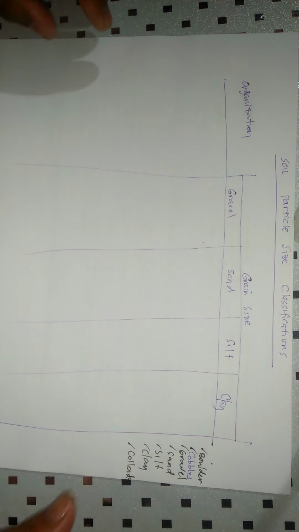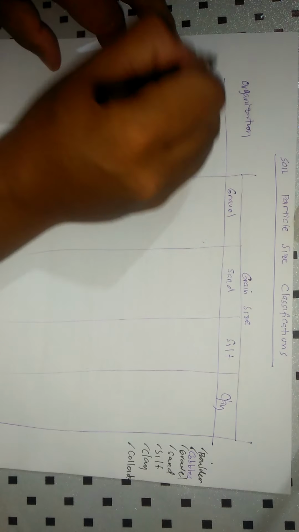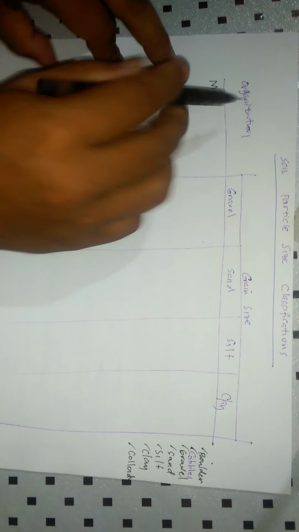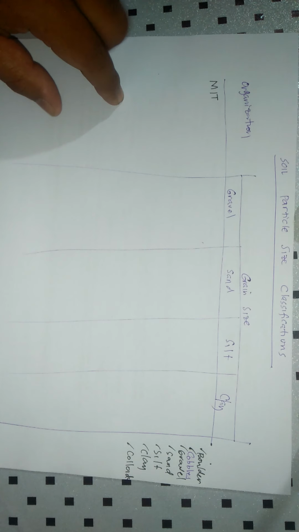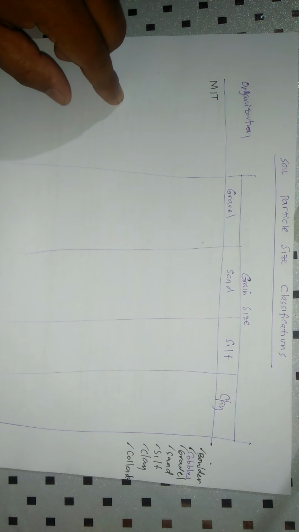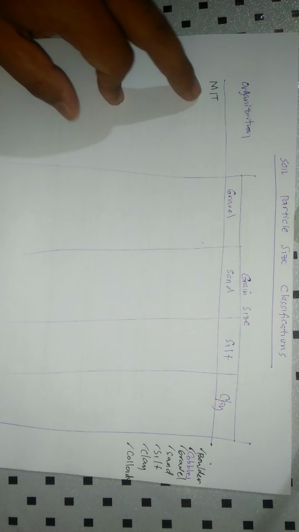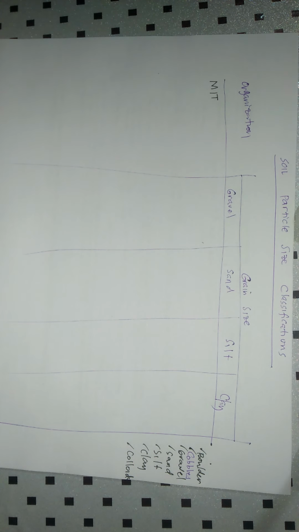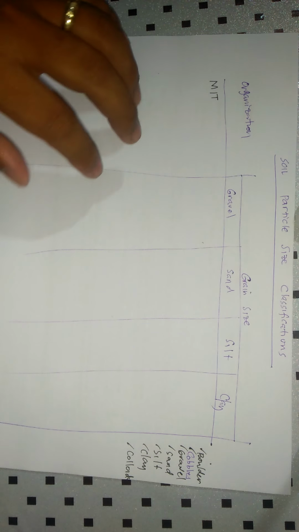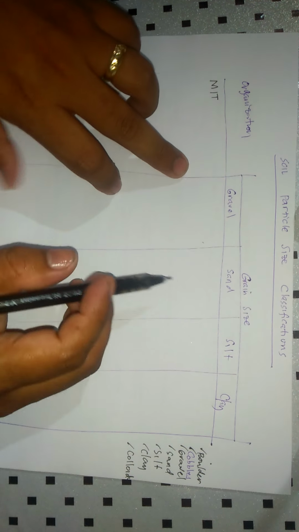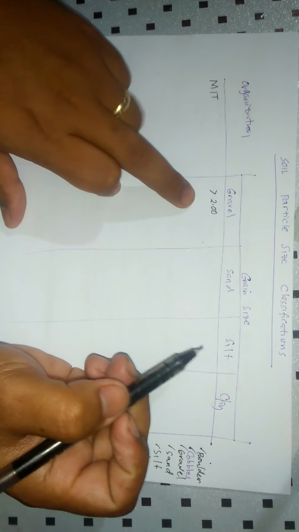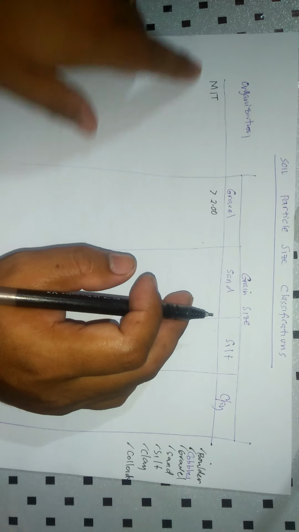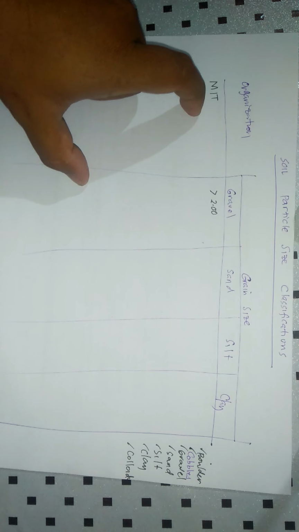Number 1, we have here what we call your MIT. So your MIT, this is the organization of your MIT. MIT is termed as Massachusetts Institute of Technology. Not Mapua Institute of Technology. Okay, it is termed as Massachusetts Institute of Technology. So from here, when it is gravel, it is greater than 2 mm. That will be your classification when you use MIT.